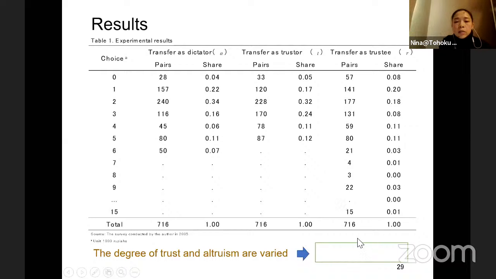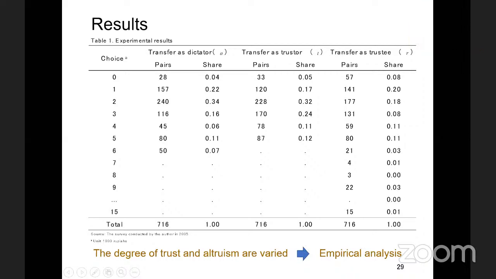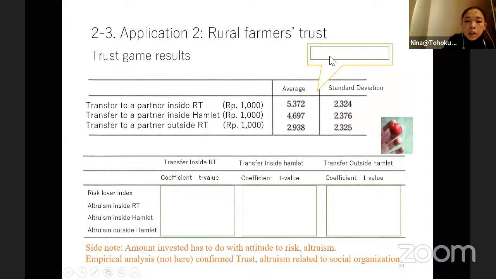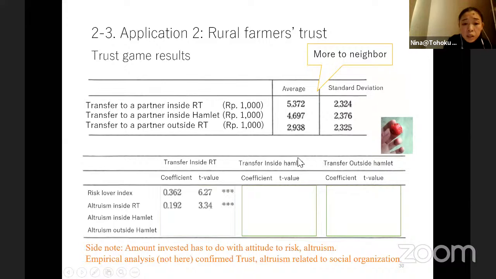Using this index, we can do empirical analysis. For example, like this. Empirical analysis means statistical analysis. Again, the level of trust transferred to the partner in the trust game varies between inside the hamlet and outside. More investment goes to the neighbors, the close neighbors in the RT.